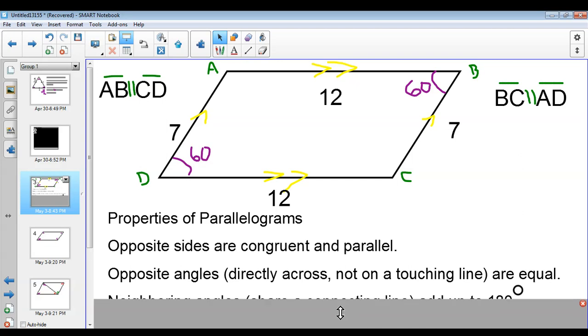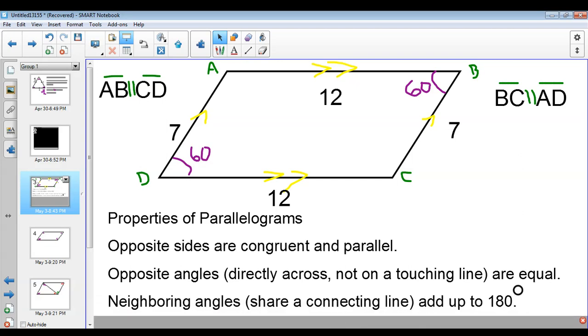Wonderful thing, these parallelograms. The final property that we need to remember is that neighboring angles, and those are the angles that share a connecting line now. So remember how we ruled out C and A before? Well, now neighboring angles share a line together. They're going to add up to 180 degrees. So we can actually figure out what angle C is going to be right now.